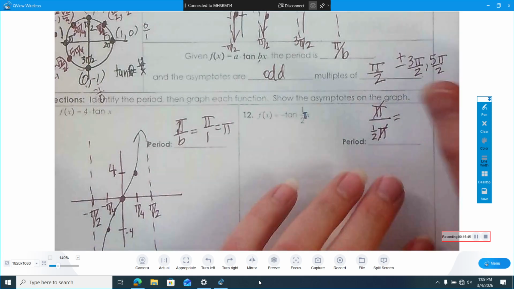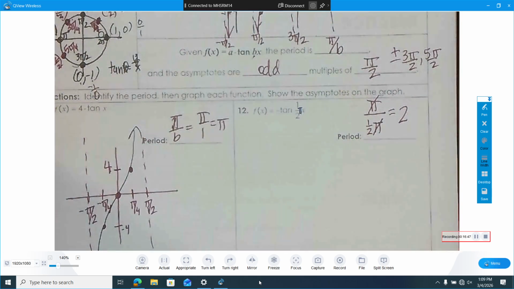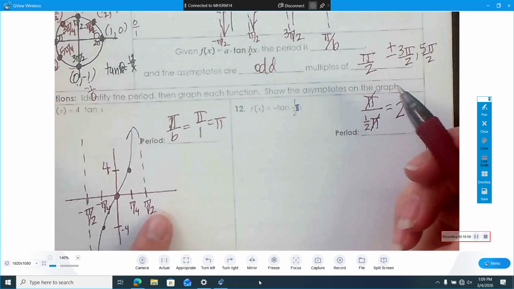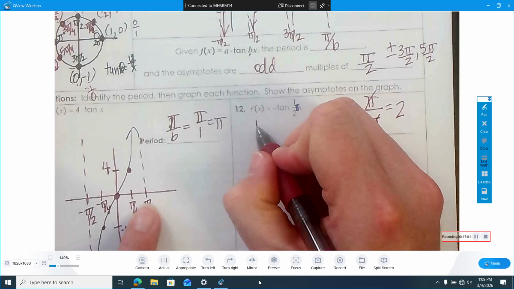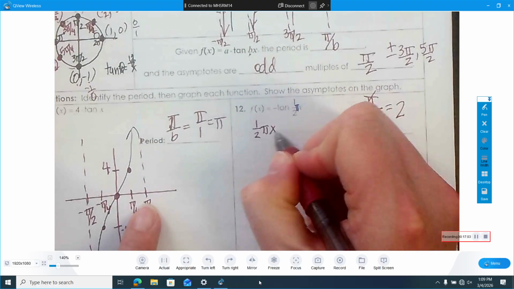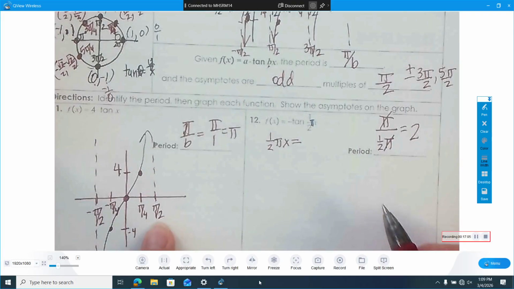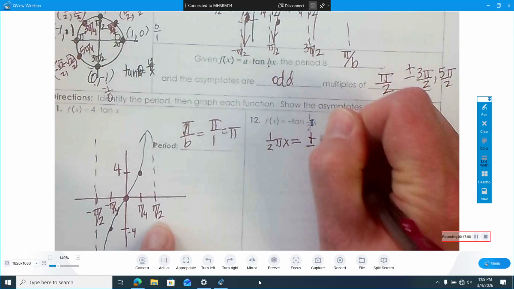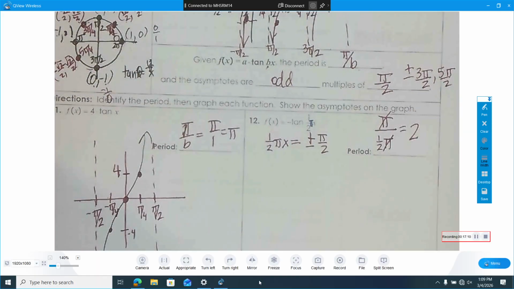I'm sorry. You are right, the period is 2. I have to tell you something else. I want to figure out where my asymptotes are. And so in order to figure out where my asymptotes are, I'm going to compare it to what they normally would be. This 1/2 pi x would normally have an asymptote at plus or minus pi over 2. So what I'm going to do is set up this little equation, and it's going to help me figure out where my asymptotes are, which is kind of nice.